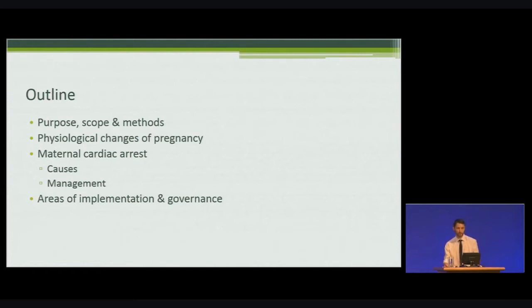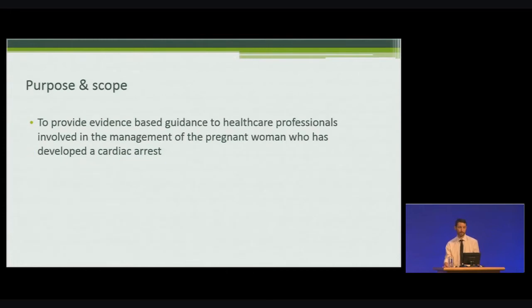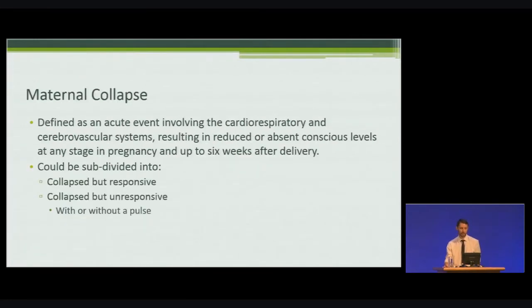So the purpose and scope of the guideline is to provide evidence-based guidance to healthcare professionals involved in the management of the pregnant woman who has developed a cardiac arrest. So maternal collapse is defined as an acute event involving the cardiorespiratory and cerebrovascular systems, which results in a reduced or absent conscious level at any stage in pregnancy and up to 6 weeks after delivery.